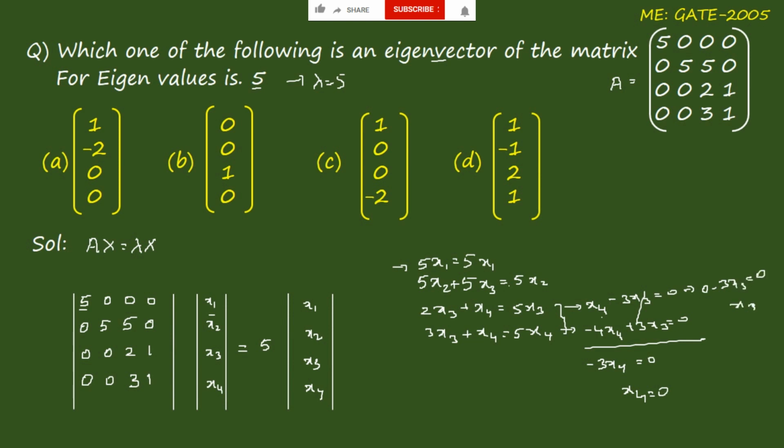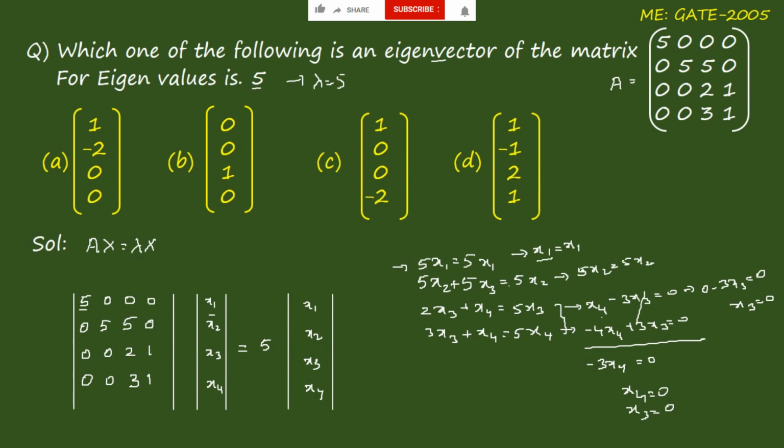Then x3 is also equal to 0. Again we get x3 is equal to 0. Now coming to x1 and x2. Here we can say that 5x1 is equal to 5x1. So it's nothing but x1 is equal to x1, right? And if you consider this one, here it becomes nothing but x3 is 0. So it becomes 5x2 is equal to nothing but 5x2, right?